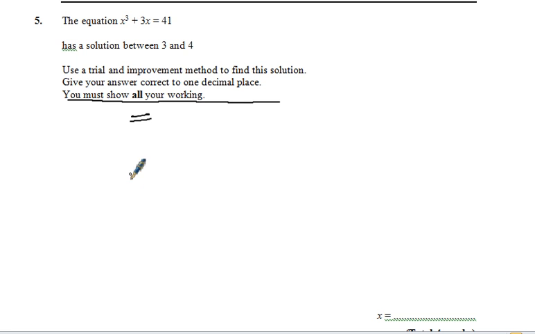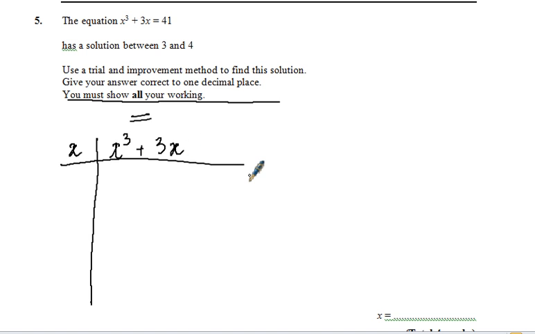So let's start. To present our working in a systematic way, we need to draw a table. So we'll draw a table for values x. Then we will calculate the value of x cubed plus 3x. Okay, and then we will compare our value with 41, and we will say whether it is too big or too small. So we'll write a comment here.